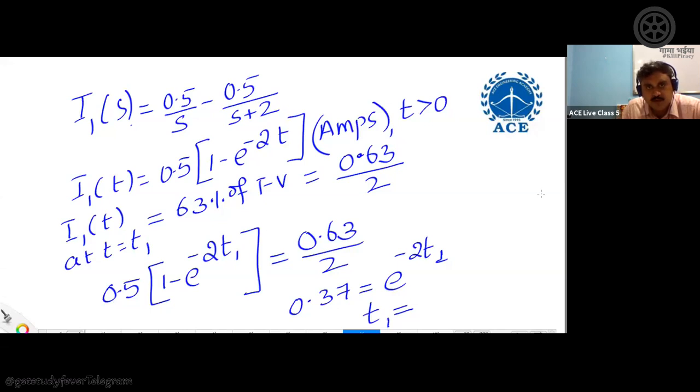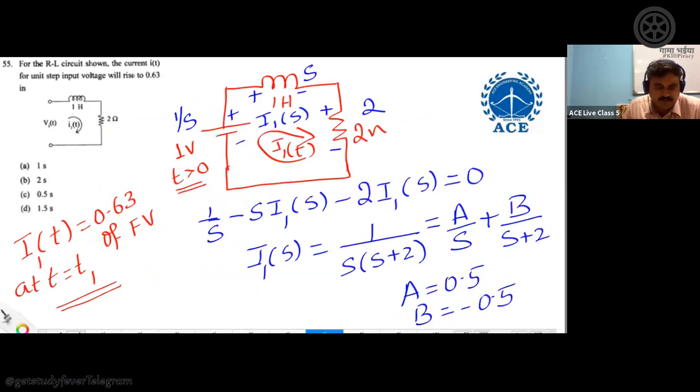Yeah, most of you got a 0.5. So it will be approximately 0.495 seconds. So you can equate it with 0.5 seconds. Okay. So your correct choice will be option C.